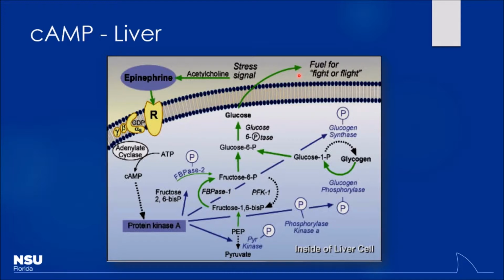Who knows? Anyway. Point being is that this is the process here, right? So epinephrine leads to increase in blood glucose, but it's through the secondary messenger system through a G protein receptor.